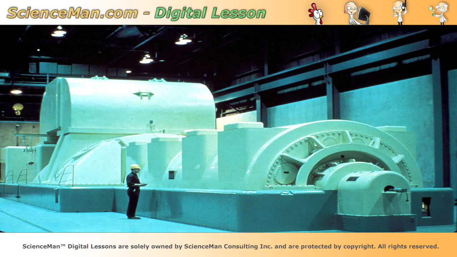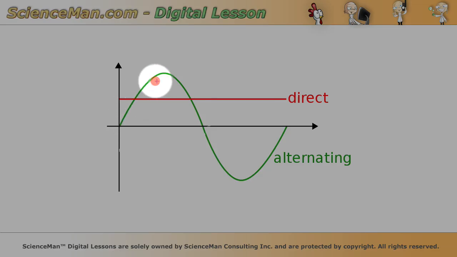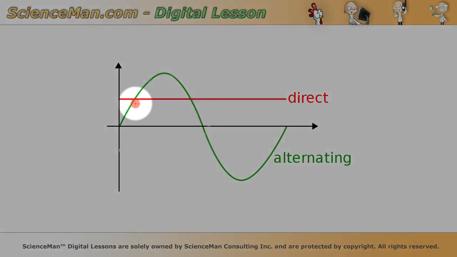So if we were to graph that current, we'd see a line that forms kind of a sine wave where our current goes up to a maximum and then down through zero and then to negative values and then back to zero, and it repeats. And that's different from direct current, which just stays at a very steady value.